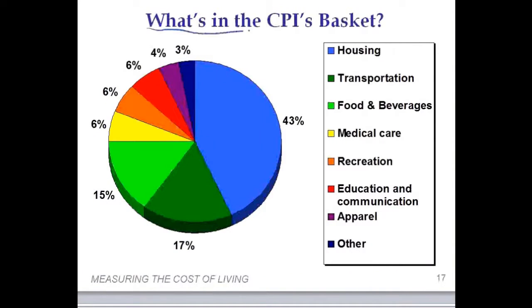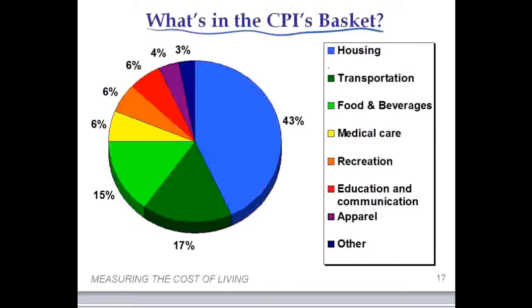What is in the CPI basket? This is going to be an important thing to understand later on when we are talking about differences between CPI and GDP deflator. In the CPI basket, we go to individuals and they do a survey of what the typical things that the household buys.